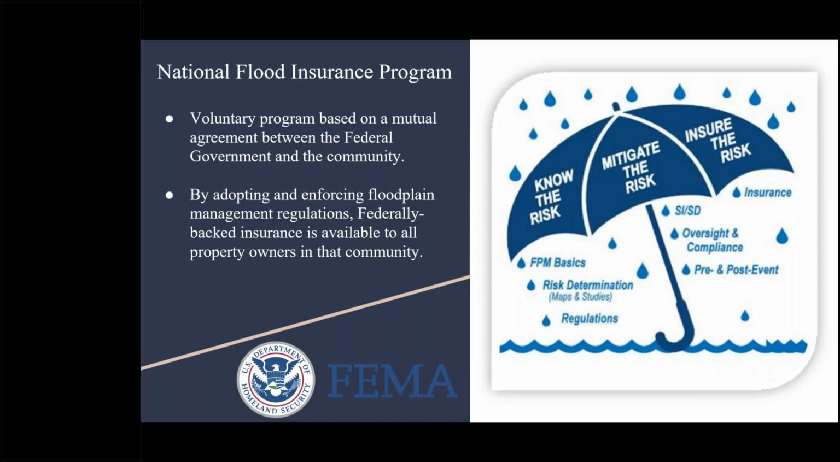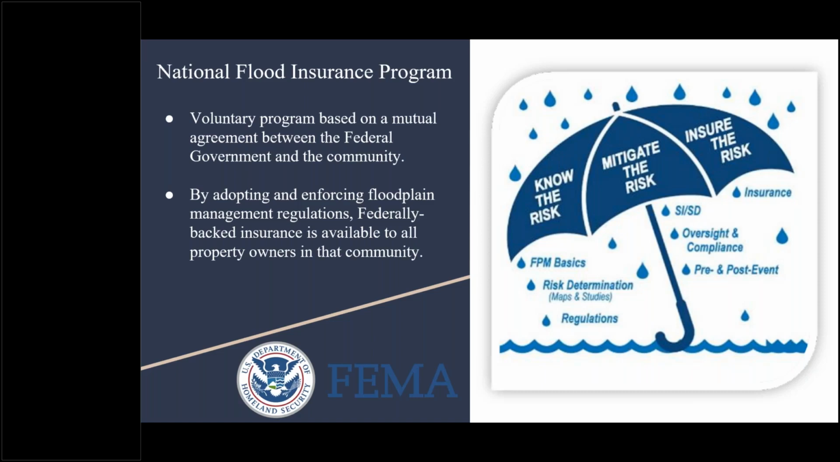So I just wanted to let you know that, first of all, the National Flood Insurance Program, we're going to refer to it as the NFIP going forward. That's a voluntary program, and that's based on a mutual agreement between the community and the federal government. So it's not the community and the state that enters into that agreement, that's community and the federal government. And what happens is when you adopt and enforce your floodplain management regulations, then the federal government gets you eligible for the NFIP insurance.